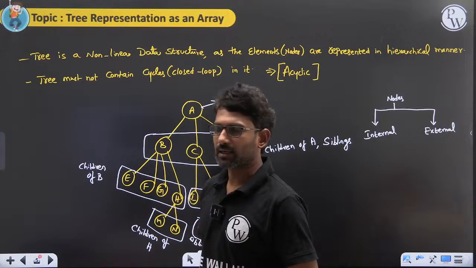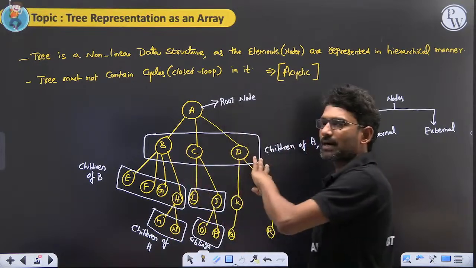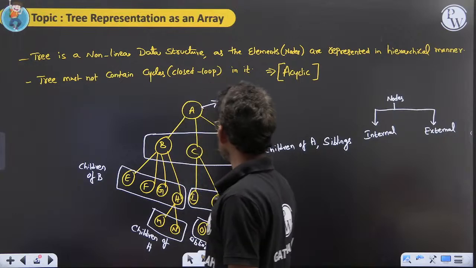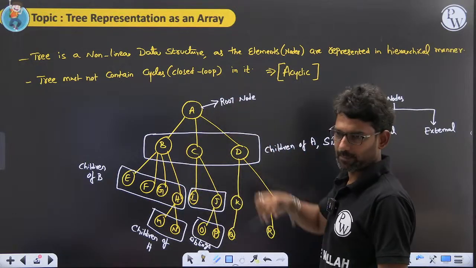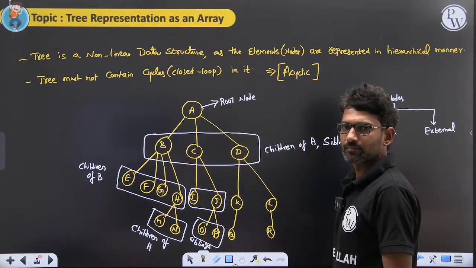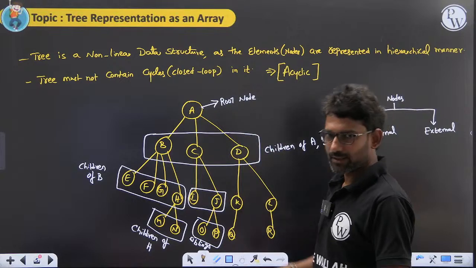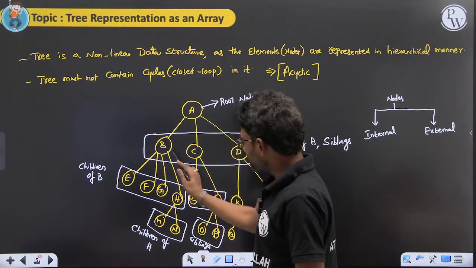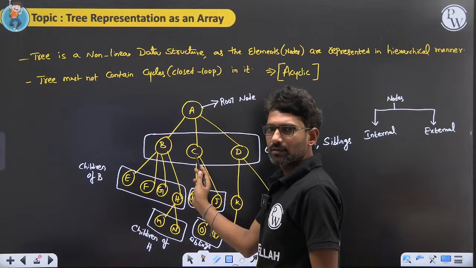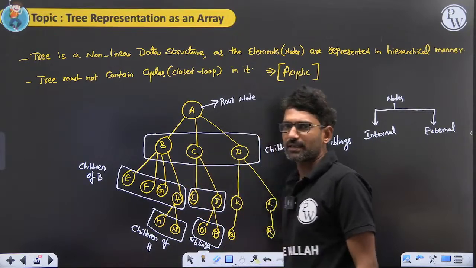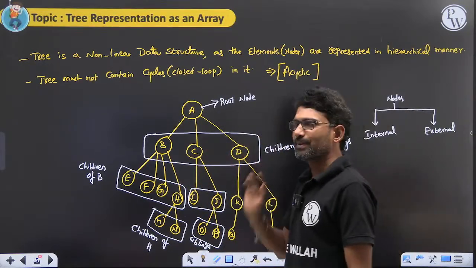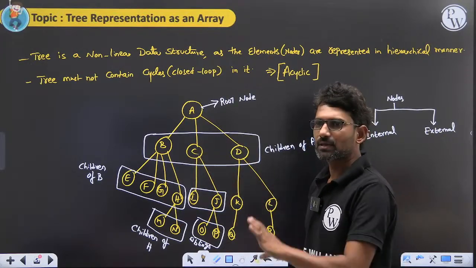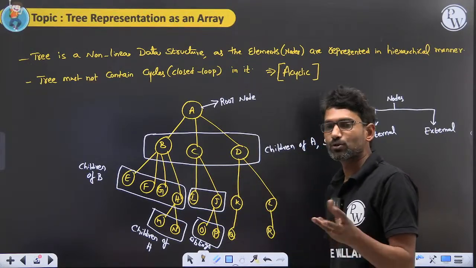No, Raj Sarkar. B, C, D are siblings to each other. B, C, D are children of A. A is the parent, B, C, D are children for A, and for each of these, like B is sibling to C and D, C is sibling to B and D, D is sibling to B and C. They are siblings to each other.